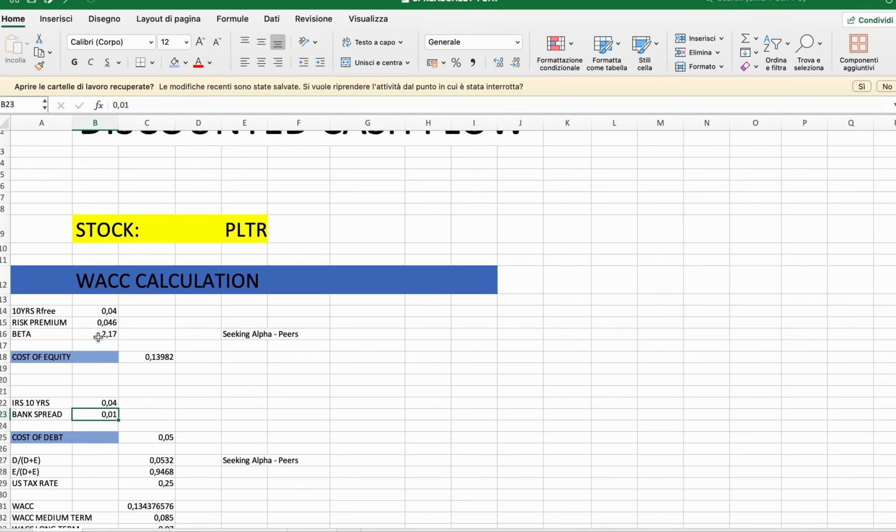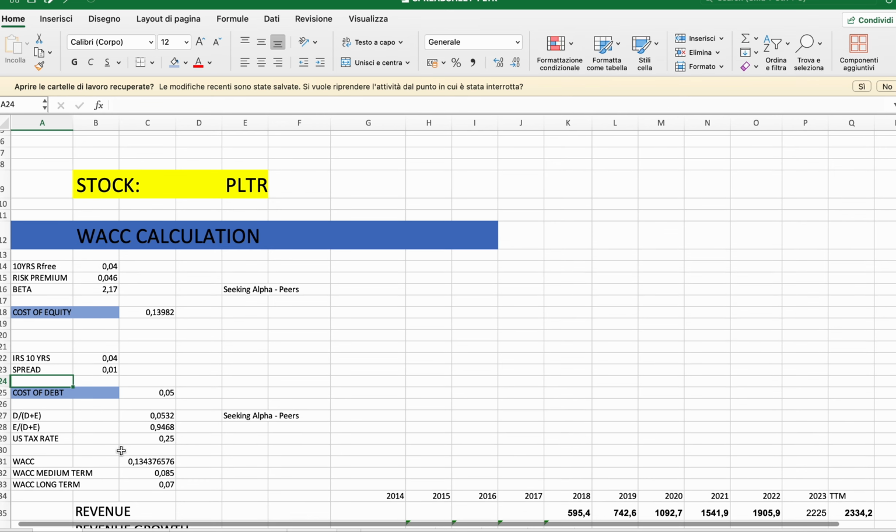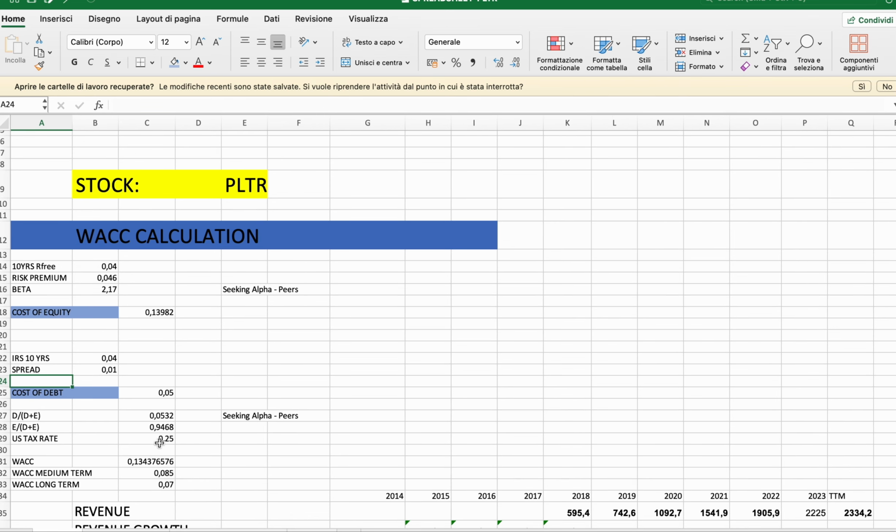Next, we go into the cost of debt. We take the same interest rate swap as a reference, 4% plus a spread, because of the risk in investing in companies' debt rather than the US government debt. And I estimate it to be around 5%, because the debt to capital ratio is extremely low for Palantir, so it makes it very safe.